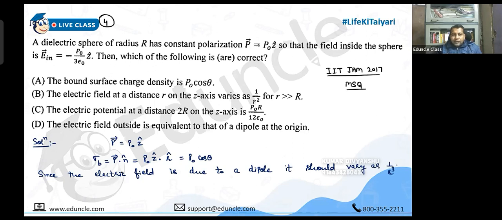Because the electric field is due to a dipole, it will vary as 1 by r cube. So this one is clearly wrong. Bound charge density, surface charge density is P naught cos theta.